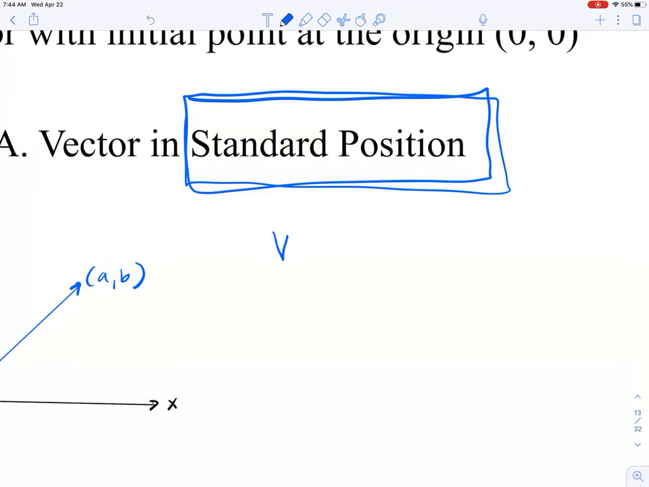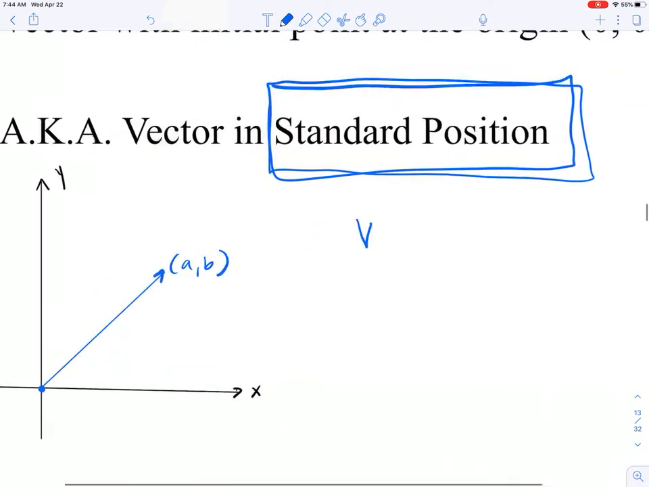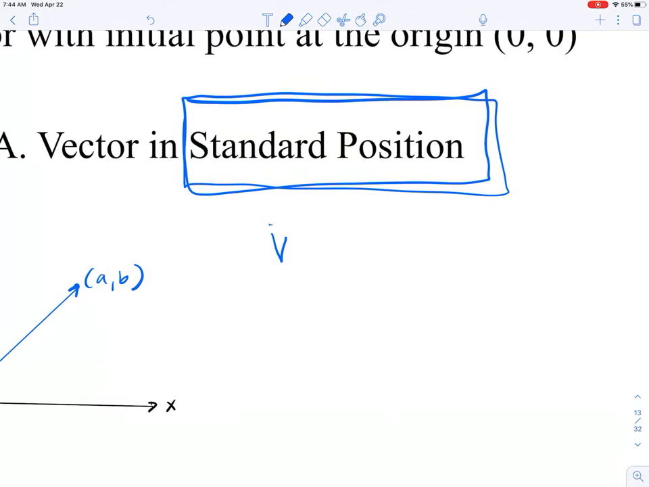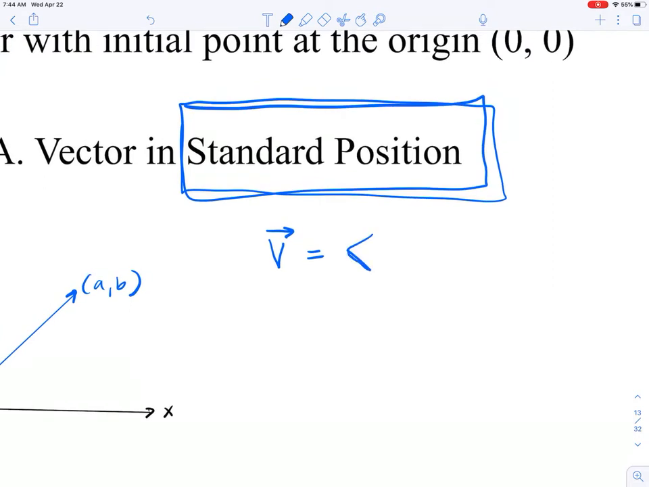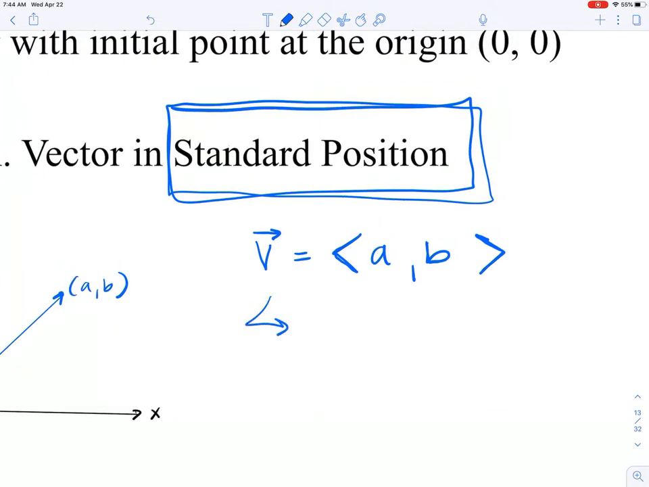And you know that a vector is in standard position when you see the vector represented. Now let's say that this vector that starts at the origin and terminates at the point A comma B is named vector V. And we know that vector V is in standard position if it's represented with the pointy brackets and we can see its terminating point A comma B inside those pointy brackets. This is known as component form.